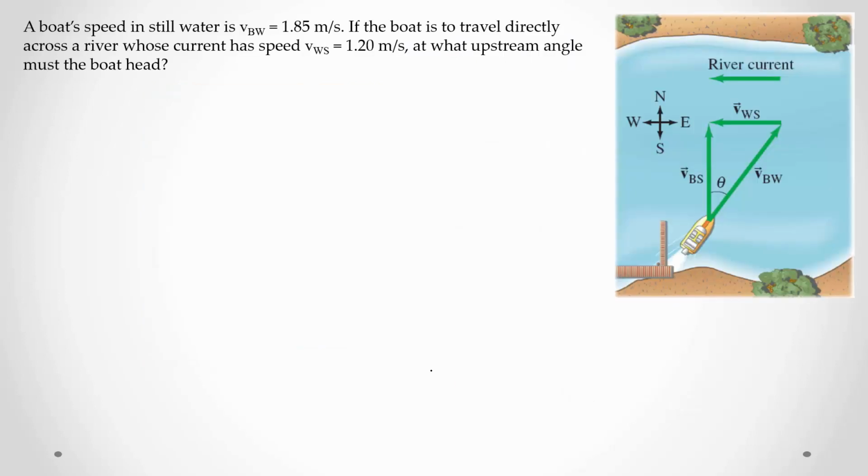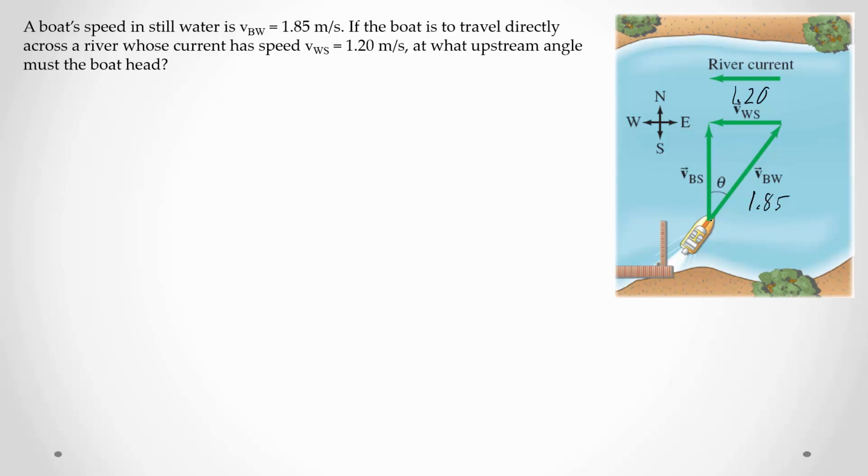Alright, a couple of examples. Back to this boat again, exact same situation, but now let's do some numbers. If we say the boat's speed is 1.85 meters per second, so that's this guy. If there were no current at all, the boat would just head that direction at 1.85, but we've got a current going this way at 1.2. And what is the angle that the boat must be heading if these are the two velocities?